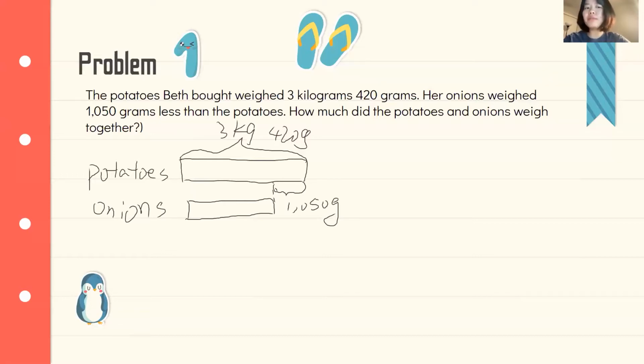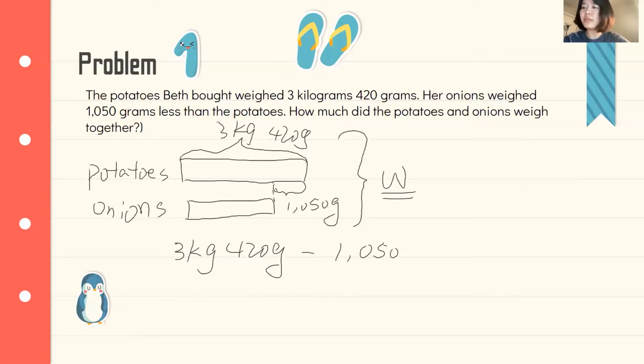Both of these diagrams are for our final question, which is how much did the potatoes and onions weigh together? So I will write a bracket and put the letter W to represent what we're looking for. With these diagrams, we're ready to solve our problem. We have the potatoes, which is 3 kilograms, 420 grams, and the onions, which we don't know yet. So we have to find the weight of the onions, and we have to subtract 1,050 grams. We have to convert so both numbers have the same unit.